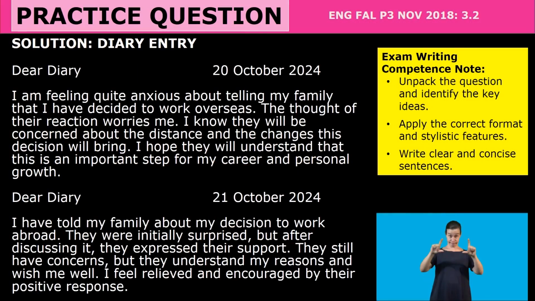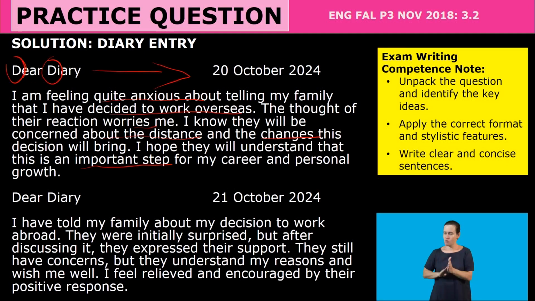As you can see, we have the format Dear and Diary with capital letters. In the same line on the right-hand side, we have the date, 20 October 2024, and the first entry describing the feelings before. I am feeling quite anxious about telling my family that I've decided to work overseas. The thought of their reaction worries me. I know they will be concerned about the distance and the changes this decision will bring. I hope they will understand that this is an important step for my career and personal growth.